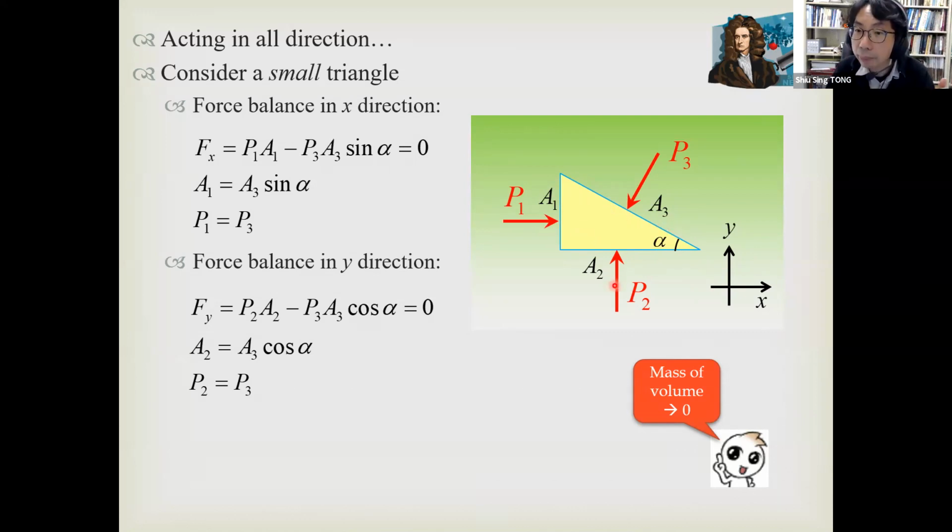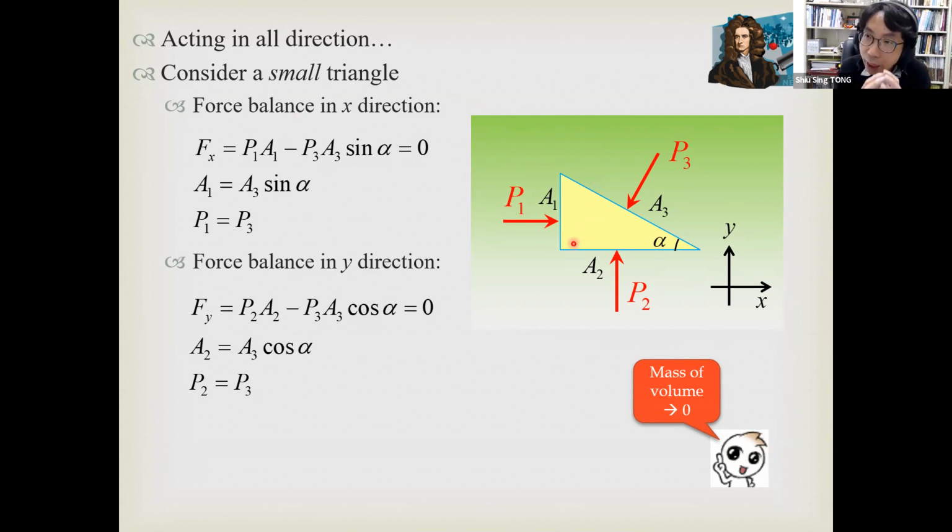The three areas are acted on by the pressures P1, P2, and P3. We are now going to prove that P1, P2, and P3 are all equal, as long as this triangle is small enough. It is small compared with the depth, for example, the depth below the fluid surface.